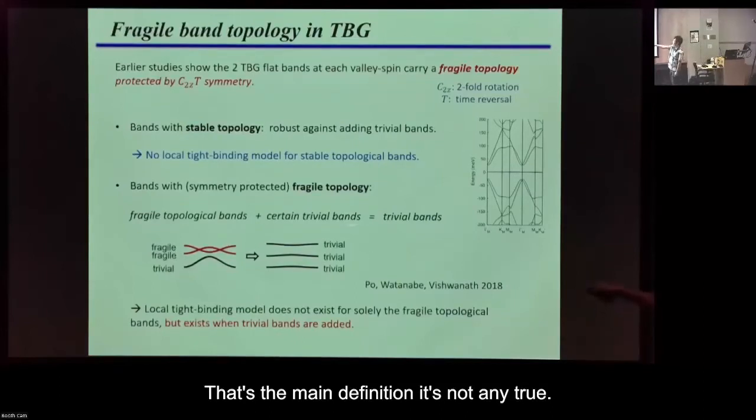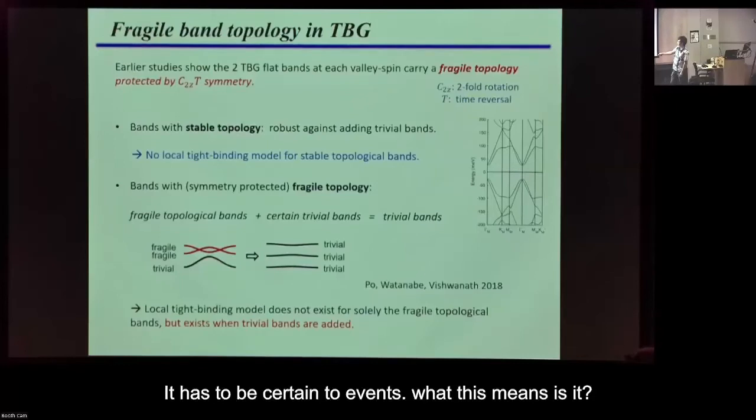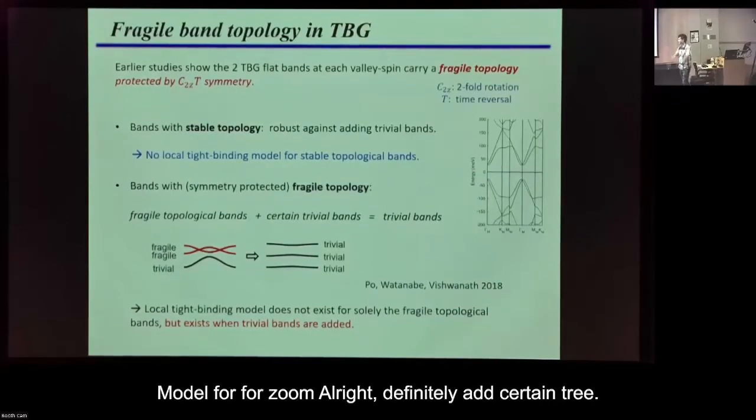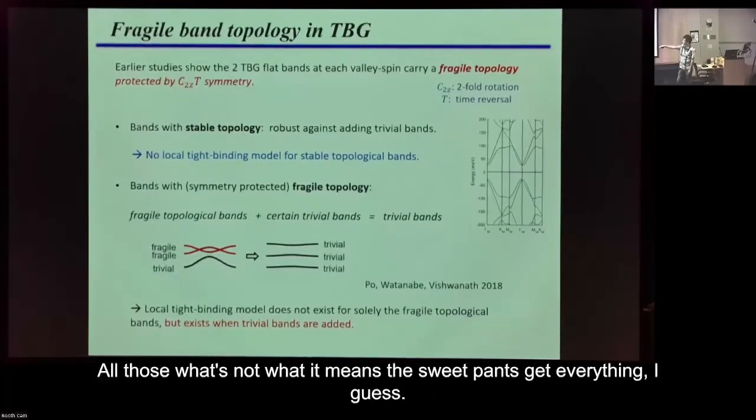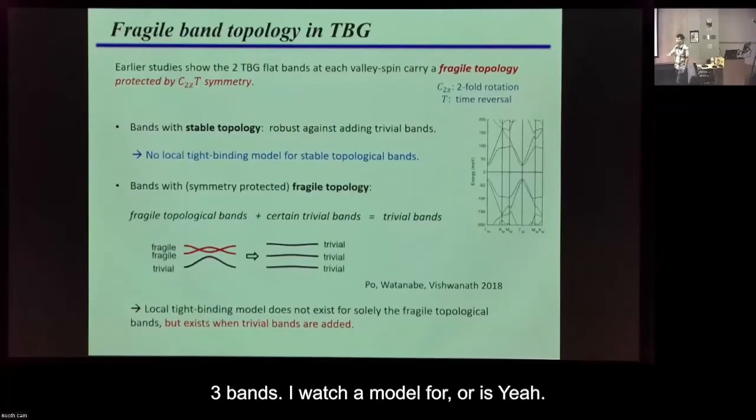Of course, it's not any trivial band that can do this. It has to be certain trivial bands. And this means, in the language of tight-binding models, if you just look at these two fragile topological bands, you can't write a tight-binding model for them. It has to be a long range hopping model. But when you add certain trivial orbitals, for example, if you make three bands together, you can write maybe a three band tight-binding model to reflect this fragile topology.